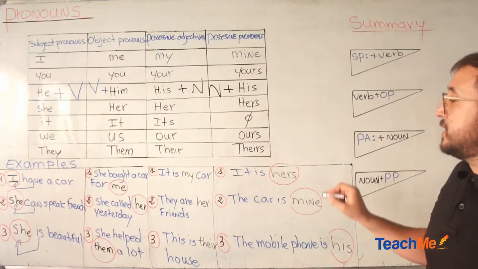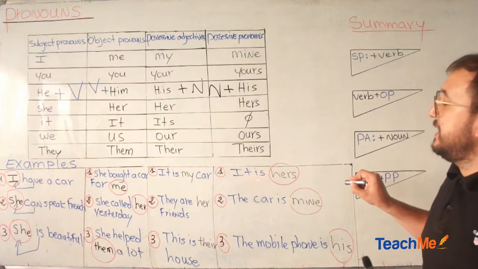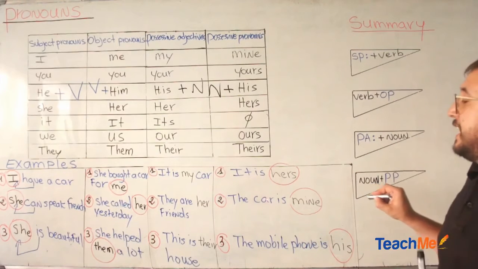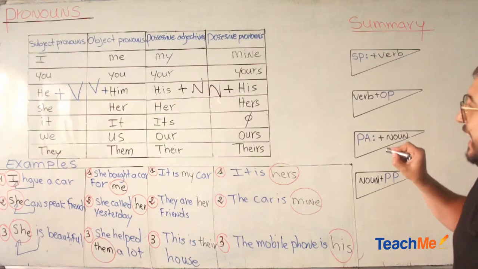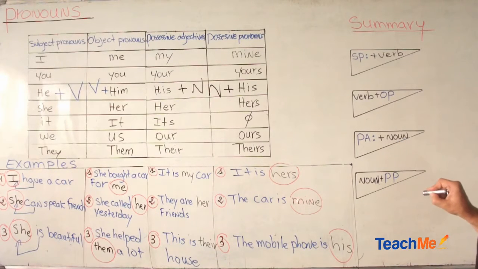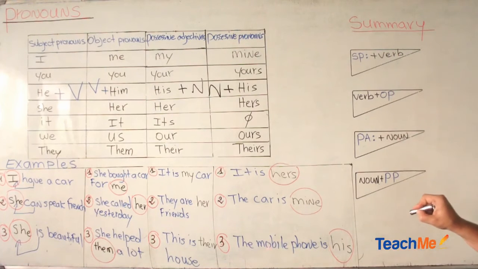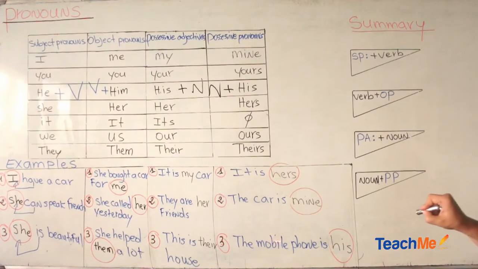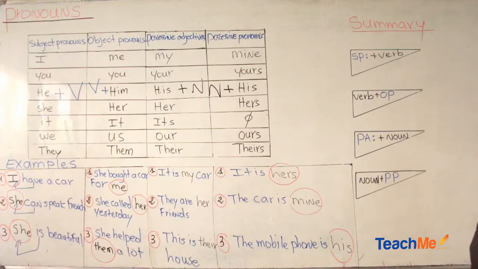So you can say in English, it is hers. So it is the noun and hers is a possessive pronoun, right? And you can also say the car is mine. So this is a noun and this mine is a possessive pronoun. And you can say also the mobile phone is his. So his is a possessive pronoun and mobile phone is an object. As you can see here, it's an object.